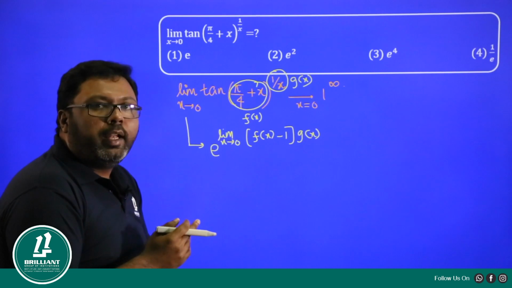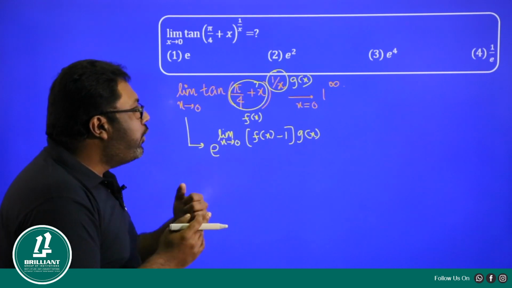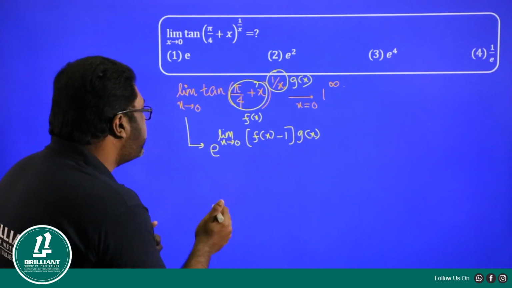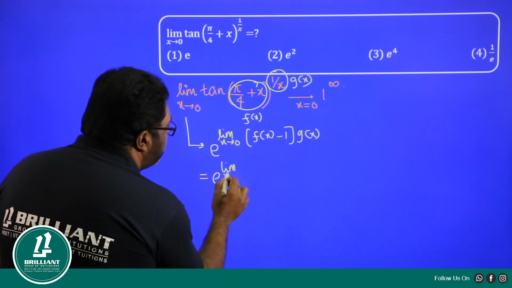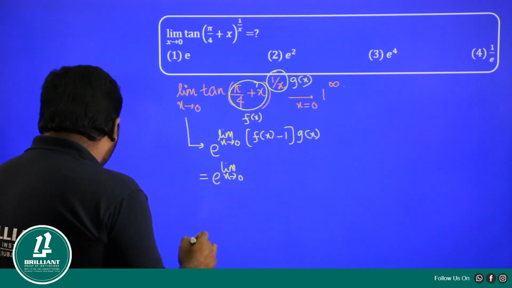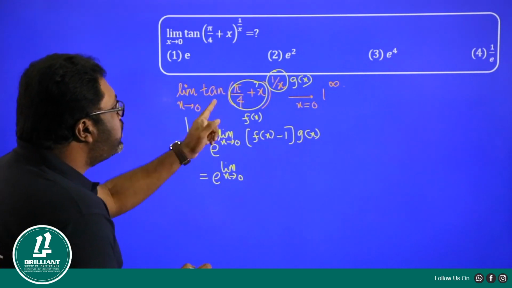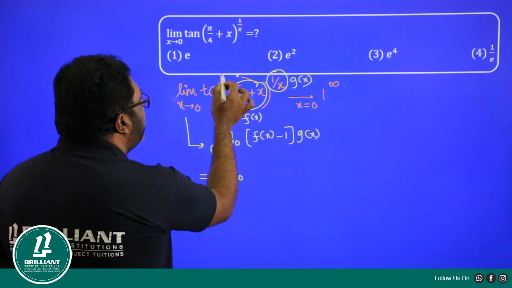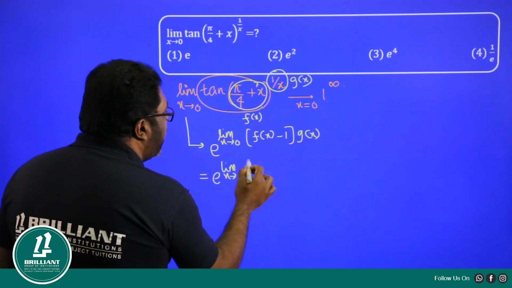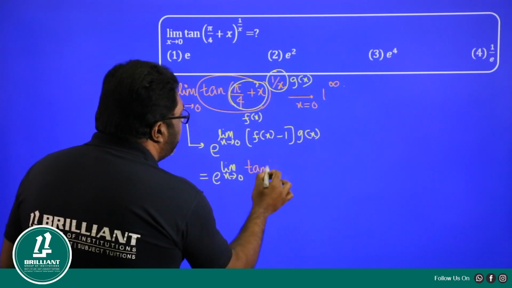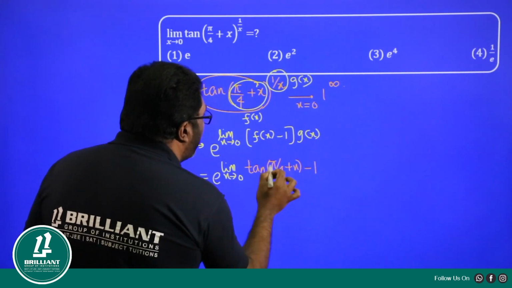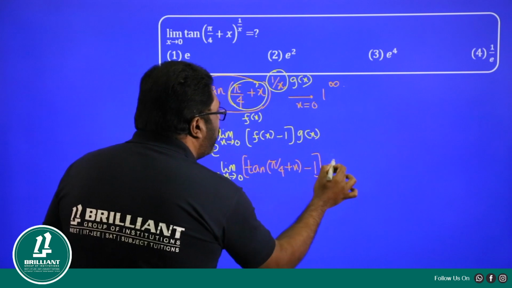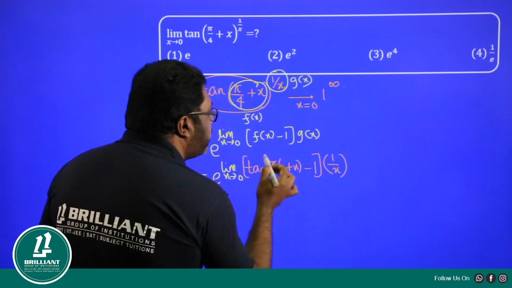e raised to limit x tends to 0, f of x minus 1 into g of x. So this can be written as e raised to limit x tends to 0. Now, what is your f of x, guys? It includes everything over here. That's tan of pi by 4 plus x minus 1, into 1 by x, which is my g of x.